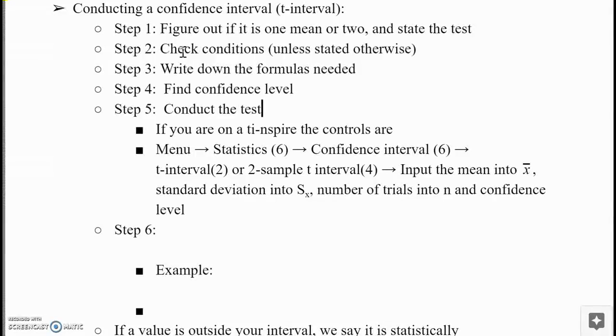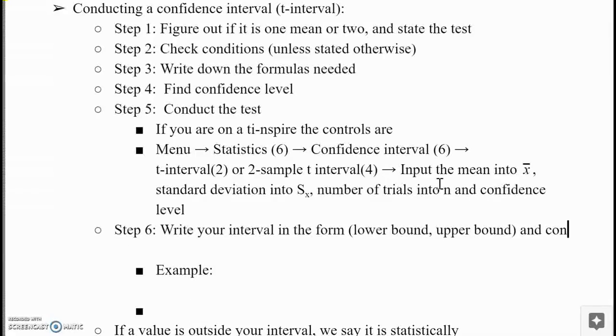Very simple. If you're on a TI-Nspire, the controls are menu, statistics, confidence interval. Now you look at t interval or two sample t interval. And when they ask you for x bar, you input the mean, standard deviation into s of x, and number of trials into n, followed by a confidence level. If they ask for 95%, you put 0.95. Then you have to write your interval in the form lower bound, comma, upper bound, and conclude.